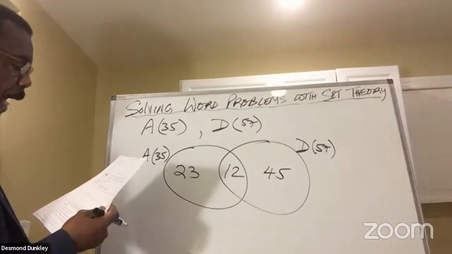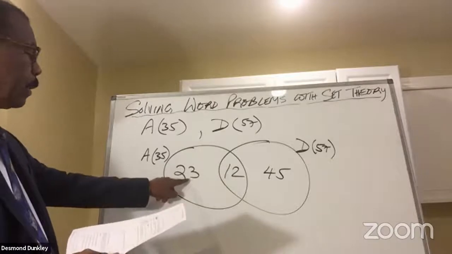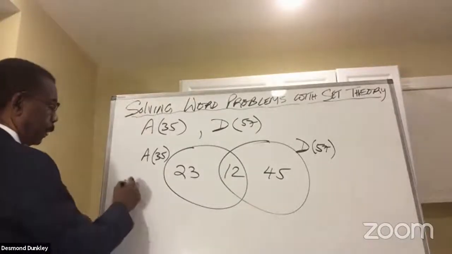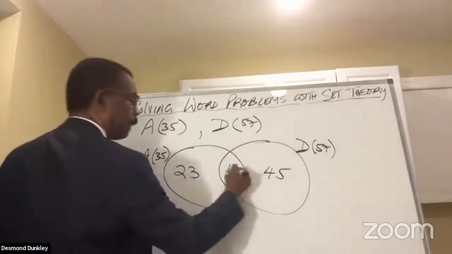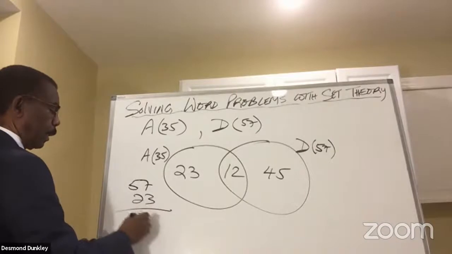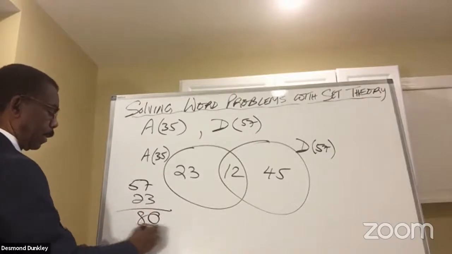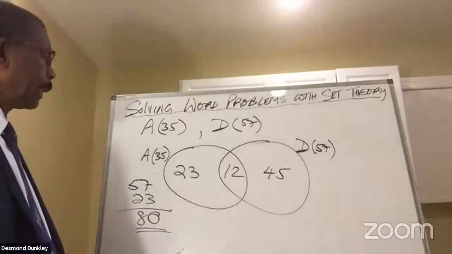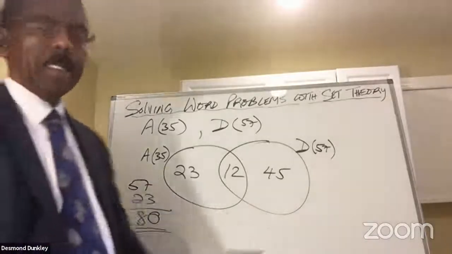Find the number of students who are either in art class or in dance class. So it's going to be this, or that. So our total is going to be 23. Well, this is 57. 57 plus 23, and that gives me 80. So we have 23 students extra. Okay, there it is.